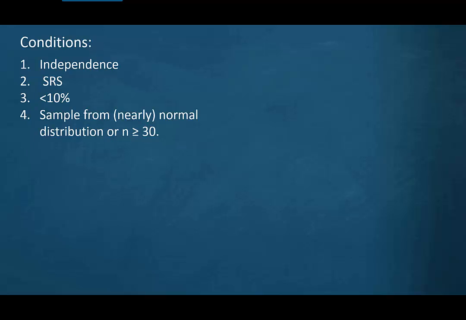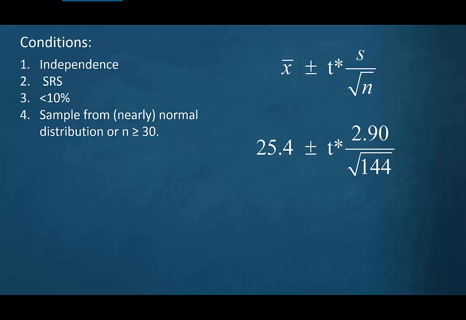So the first three conditions appear to be in good order. The fourth condition is also satisfied because the sample size is greater than or equal to 30, so we're not required to verify the nearly normal condition. So here's our formula: x bar plus or minus t star, the t statistic, times s over root n. Plug it in, and we get 25.4 plus or minus t star times 2.90 over root 144.